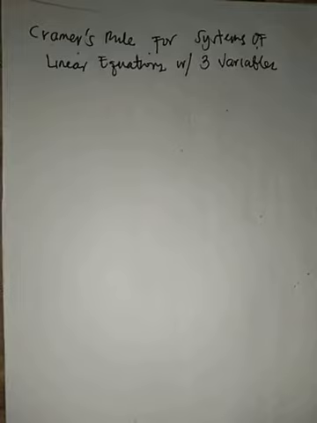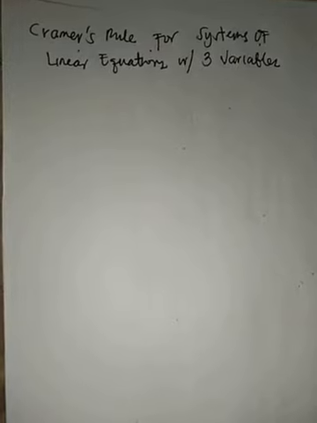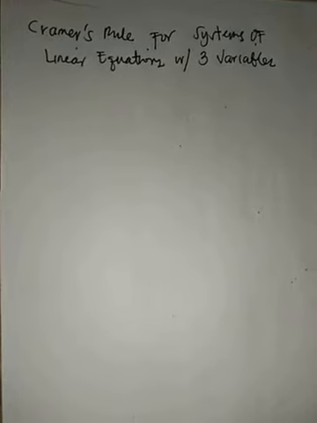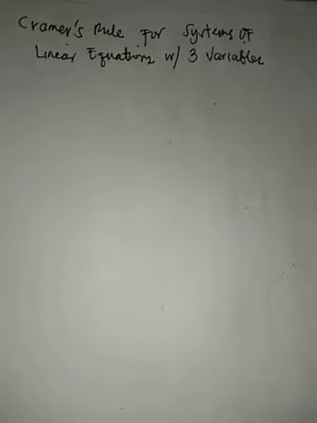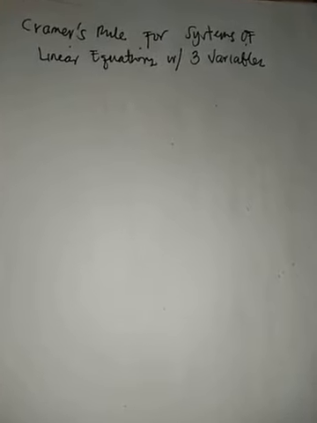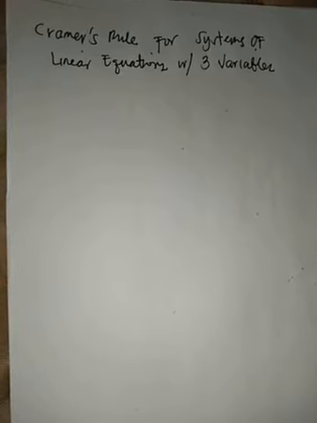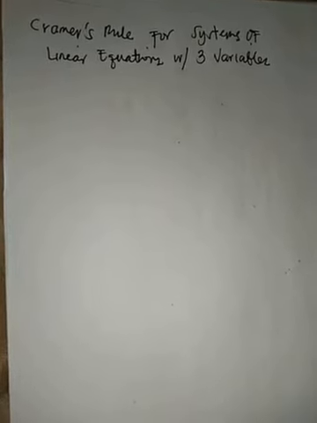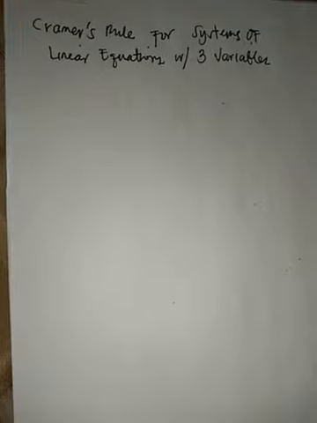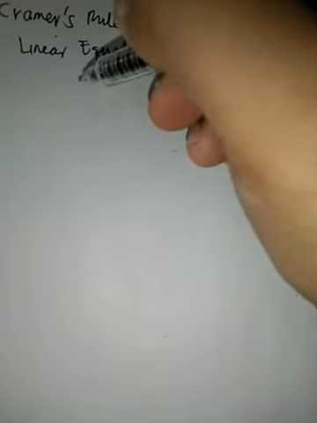Now, let's proceed to the Cramer's rule for systems of linear equations with 3 variables. This means that we have 3 equations. Therefore, we need to know the values for the 3 variables. So, let's say we have 3 linear equations.